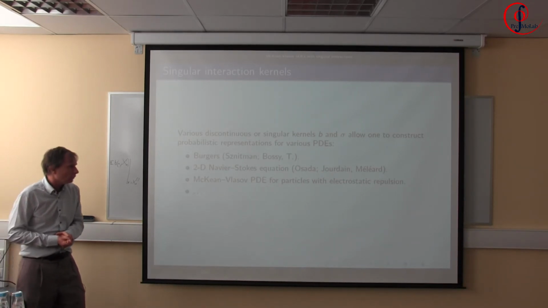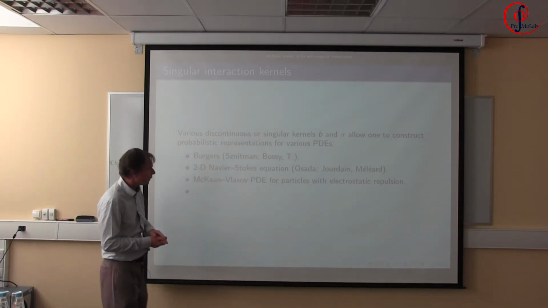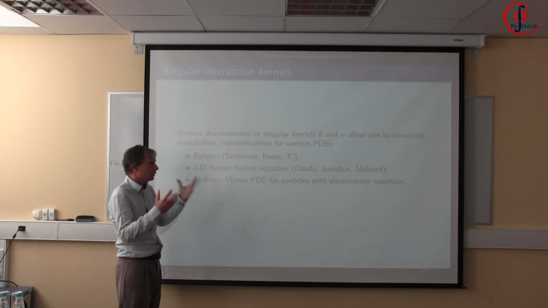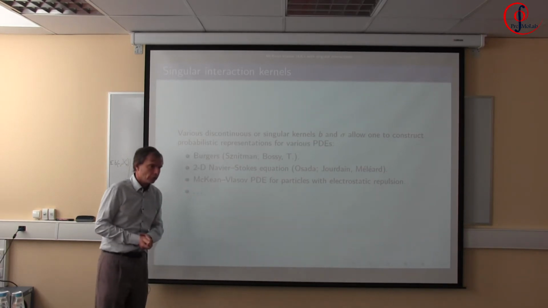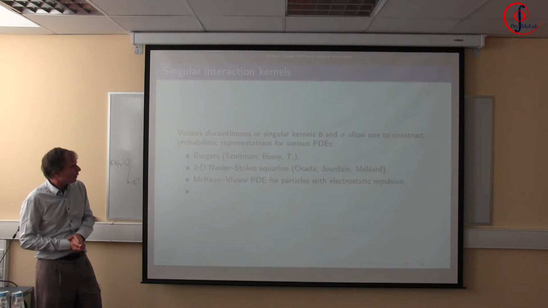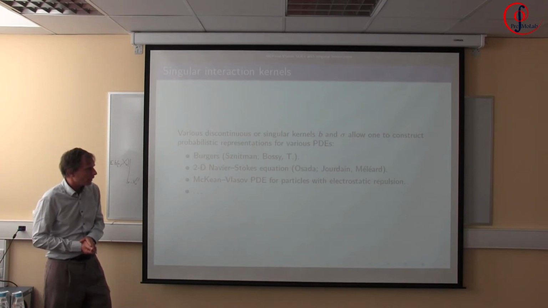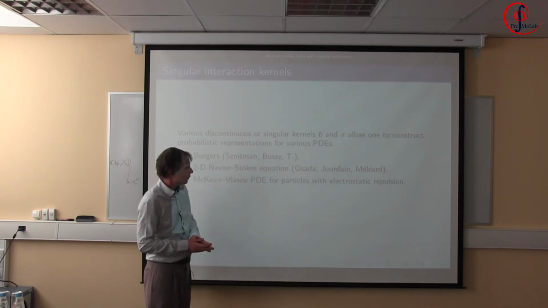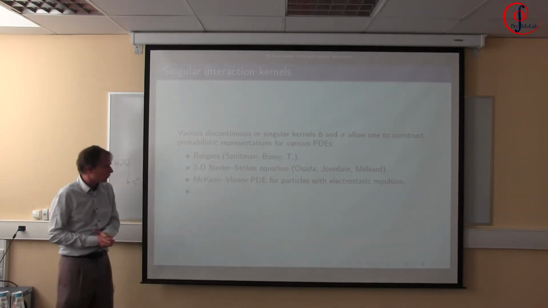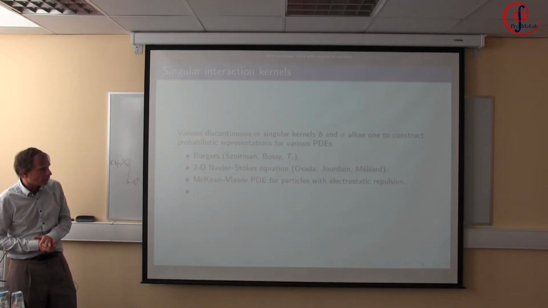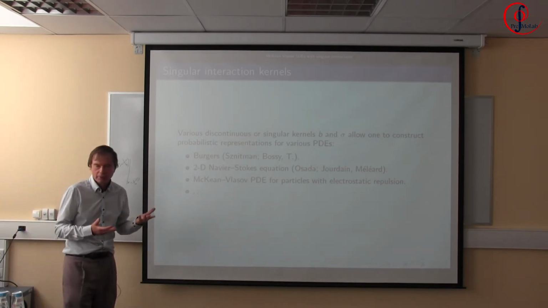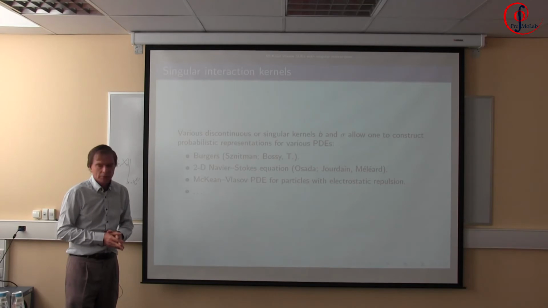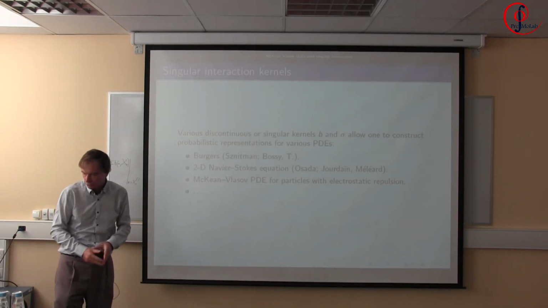And for Boltzmann equation, a lot of work has been done, but basically by smoothing the kernels. For McKean-Vlasov PDEs corresponding to particles with electrostatic repulsion, which look like the Biot and Savart singular kernel of the 2D Navier-Stokes equation, a paper by Cépa and Lépingle started the story. In the sense that they proved that the particle system was well defined, and the limit system also.